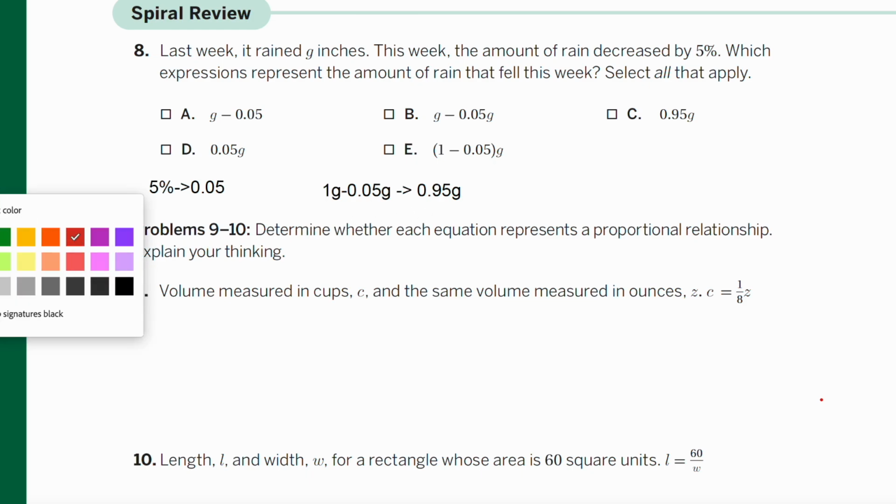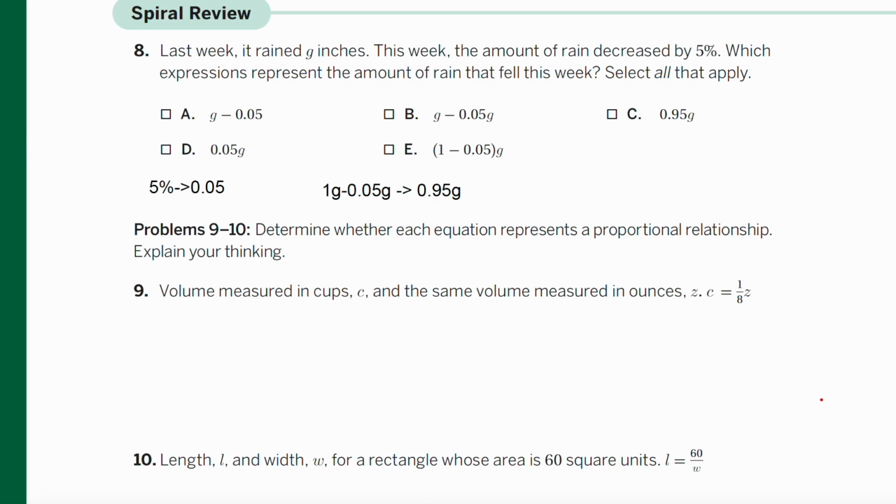Now let's take a look at the equations and we can see if they match our pattern that we came up with. The first one, G minus 0.05. Now this starts off good, but if you notice here, there's nothing on the end of this 0.05. So what this is saying is that it's not decreasing by 5%, it's just decreasing by 0.05 or by 5/100ths, no matter what. And that doesn't match our situation. Remember, it needs to decrease by 5% of whatever it rained last week. So that one is not going to work for us. So I'm not going to select it.